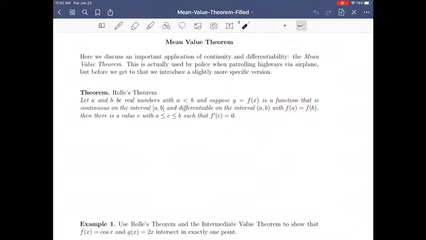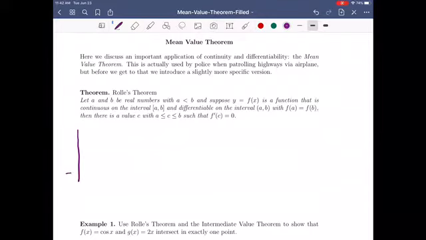I know that's a lot of conditions that you need to remember, so I'm going to draw you a picture after. But if all of those are satisfied, then there is at least one value c between a and b such that the derivative at c is equal to 0. Let me try and draw you a picture of what's going on.